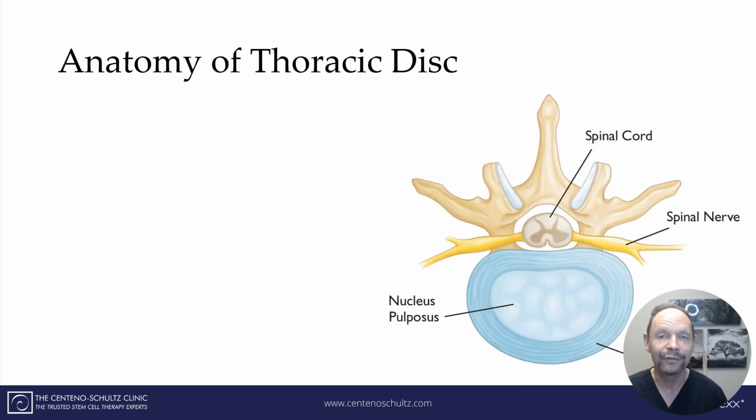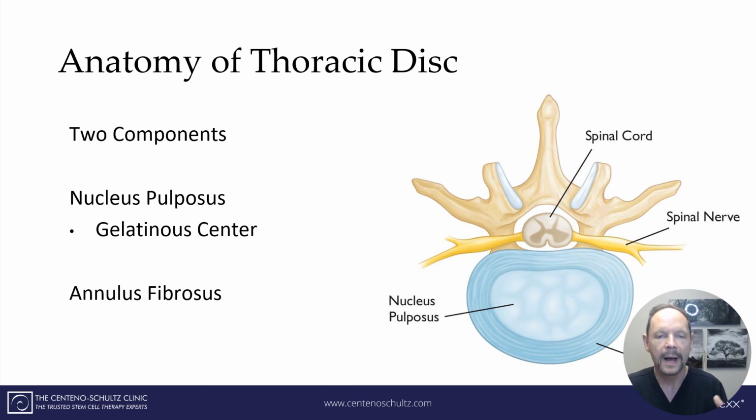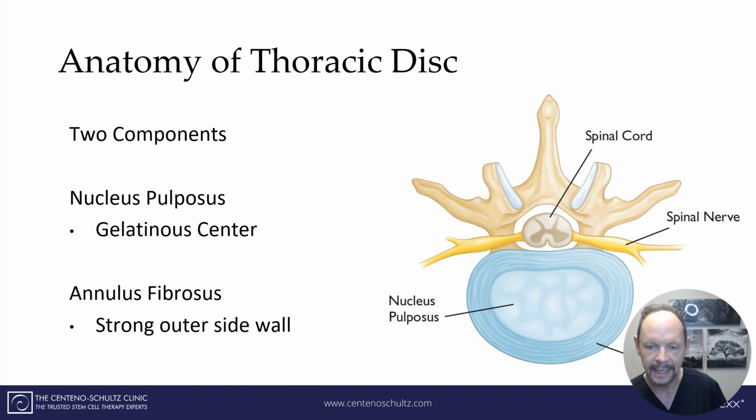So let's talk briefly about the anatomy of a thoracic disc. And it's depicted here to the right, but it's very important that we get the two components down. There's two, the first of which is the nucleus pulposus. That is basically the gelatinous center. And then it's surrounded by the annulus fibrosus. This is the strong sidewall that contains it. So again, this is the nucleus, and then a really strong fibrous container that holds it in.